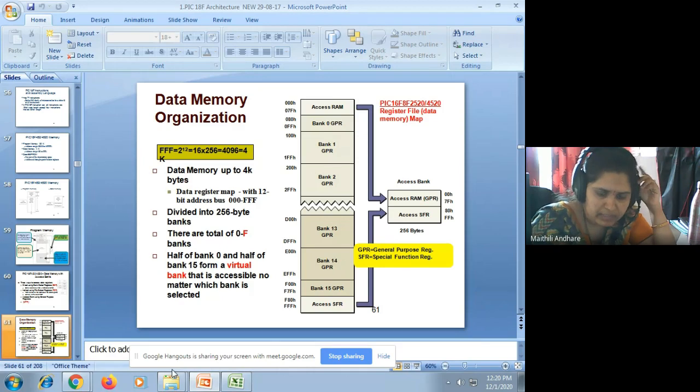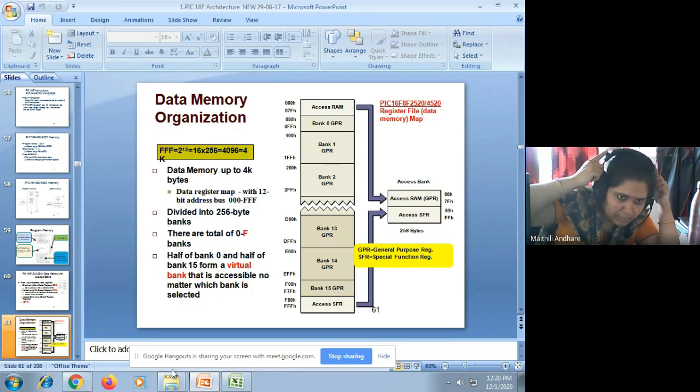I will be back within a couple of minutes. Okay, so try to draw the data memory diagram.